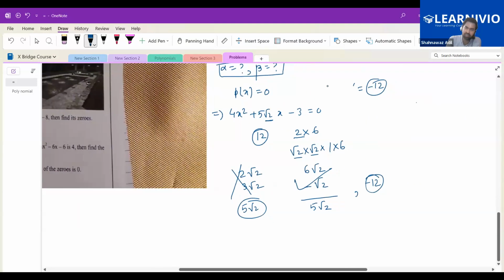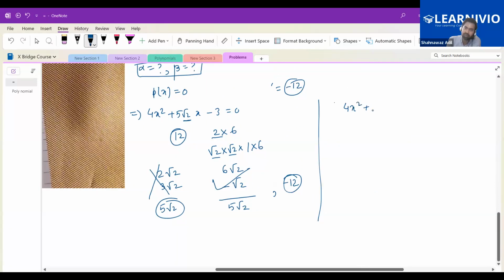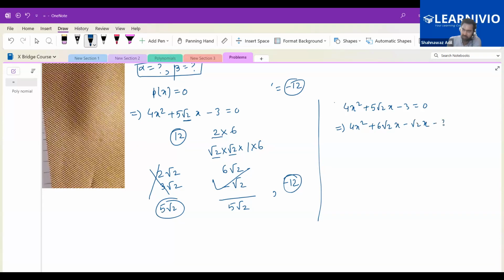So this is 4x squared plus 5 root 2x minus 3 equals 0. So 4x squared plus 6 root 2x minus root 2x minus 3 equals 0. I have to take 2 root 2x common, and this is root 2x plus 3, right? Yes, sir. And if I take minus 1 common, this is root 2x plus 3. So these two things are common, and I take root 2x plus 3 common, and this is 2 root 2x minus 1.